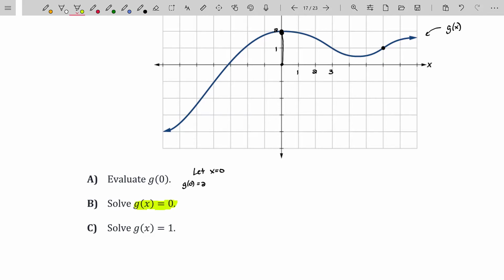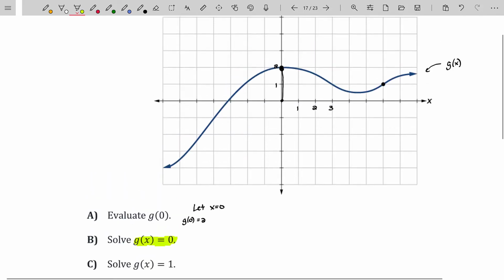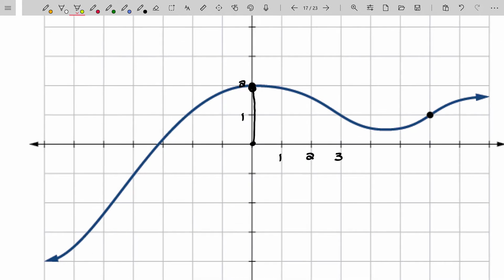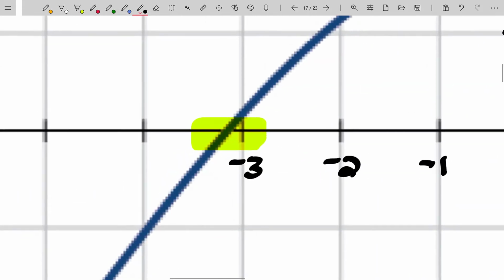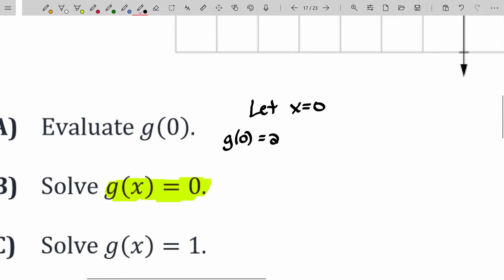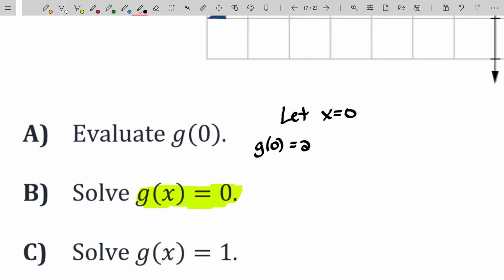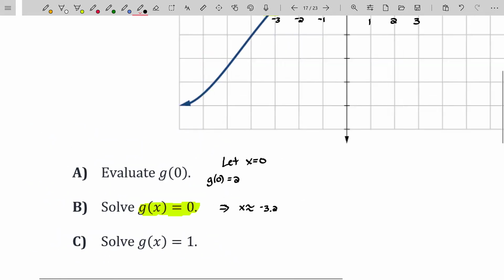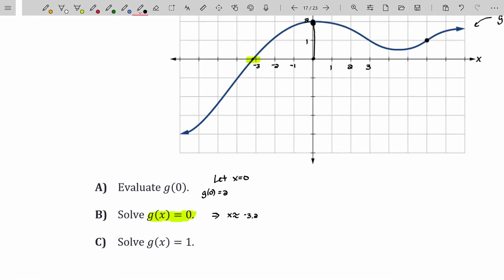G of x equaling 0 means we want the height of our function, the y value of our function, to be 0. And if you take a look at this curve, the function reaches a height of 0 right around here. And if I zoom in, let me actually label my axes. If you zoom in a little bit, you can see that's a little bit beyond -3, maybe like a -3.2. So solving g of x equals 0, we could say that implies x is approximately -3.2. That's very roughly -3.2. We're not 100% sure, but it looks right.